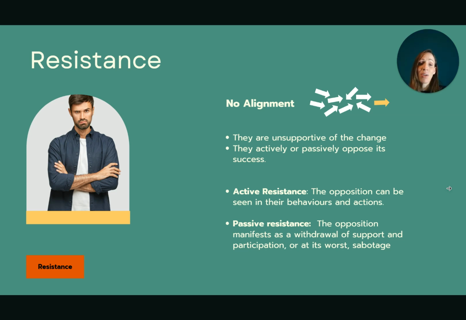Active resistance is where their behaviors and their actions are actually illustrating that they're against the change and they're opposing the change, where passive resistance is where they are manifesting it in a sense of withdrawing their support and participation, but they can also be in the background sabotaging your efforts.